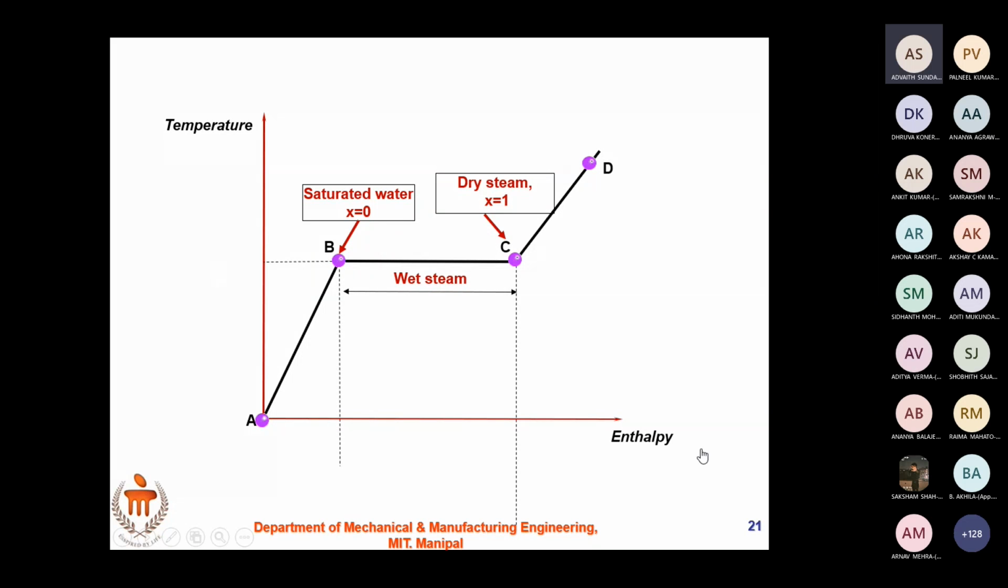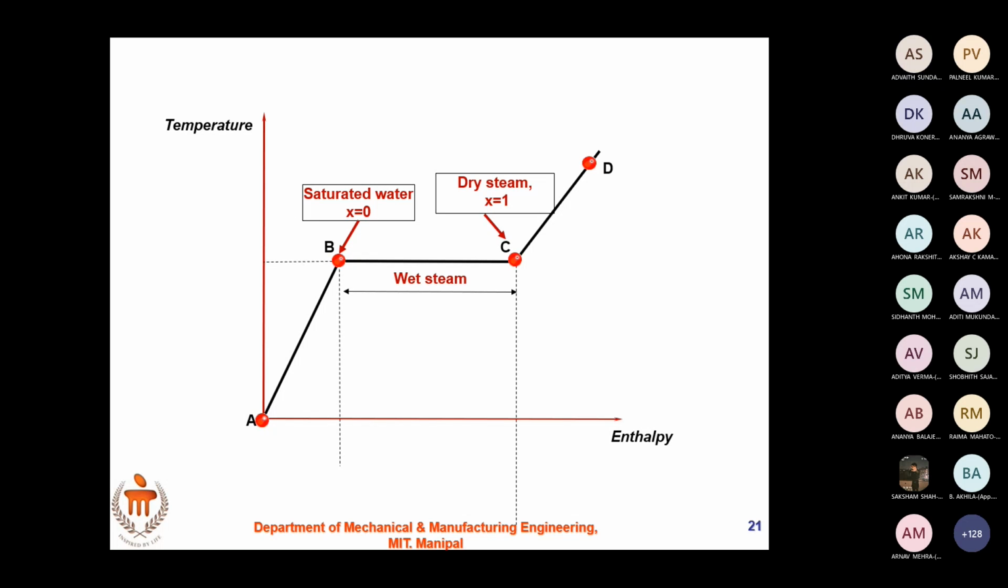Ma'am, the graph of dryness fraction, right? No, the graph of formation of steam. Dryness fraction is only applicable between B and C. Okay, so what is this graph? It shows us the formation of steam. It's a temperature enthalpy graph for water, for different states of water.